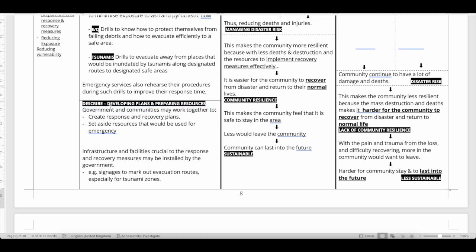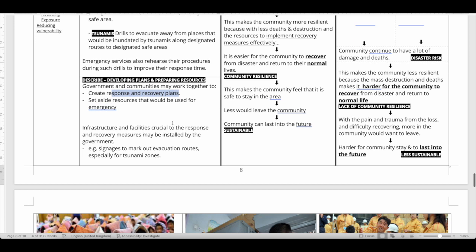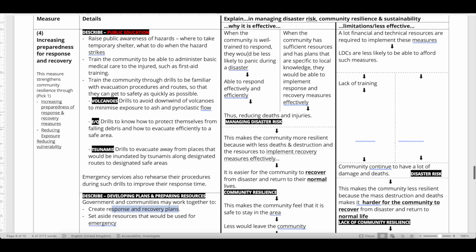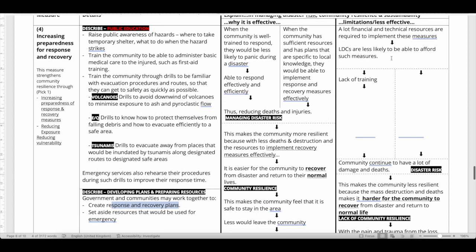What happens when governments or foreign agencies don't work with the communities? They must also have plans so that when disasters happen, they know what to do, and they also install the necessary infrastructure. When they are well prepared, they can respond quickly, effectively and efficiently. They don't waste time panicking and screaming around. That's why you can reduce death and injury. When you have resources, you can implement it quickly. But what happens with the reverse if you never prepare? Why is it that some countries are unable to prepare? Same issue: there's a lot of financial and technical resources needed.